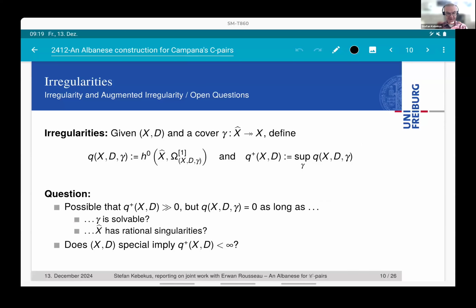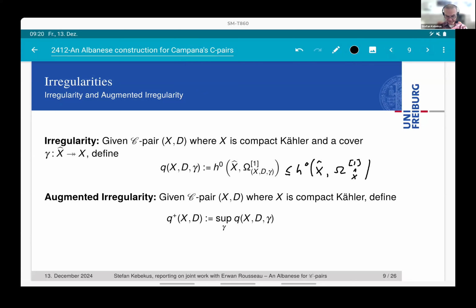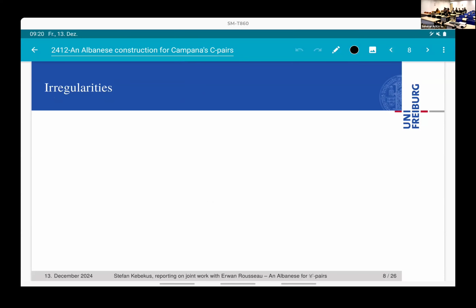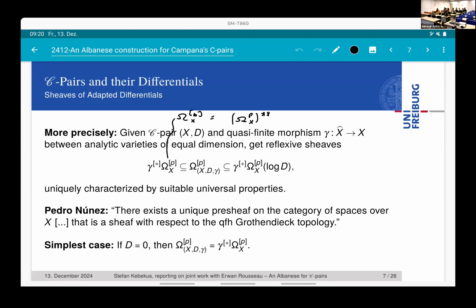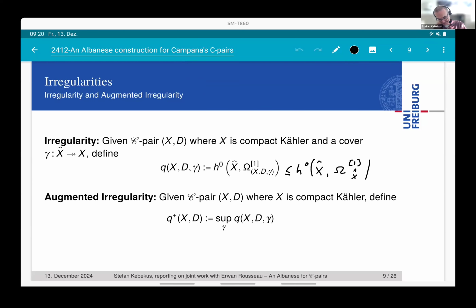Sorry, can I ask about the inequality? Yes. So the inclusion we had on the last page is that the reflexive differentials are inside the adapted differentials. Yeah, I forgot the log. You're right, sorry for that. Log, like so. Yep. Thank you.